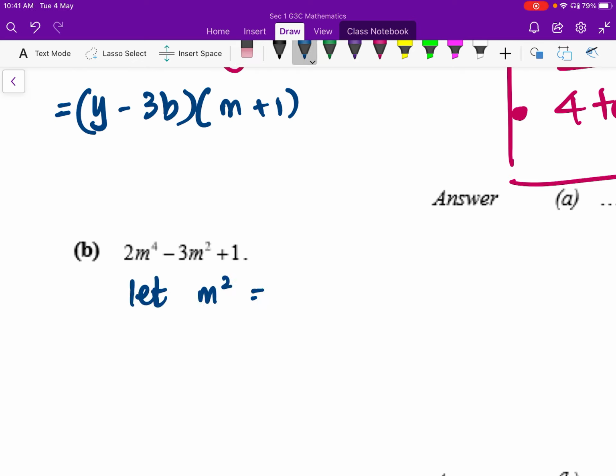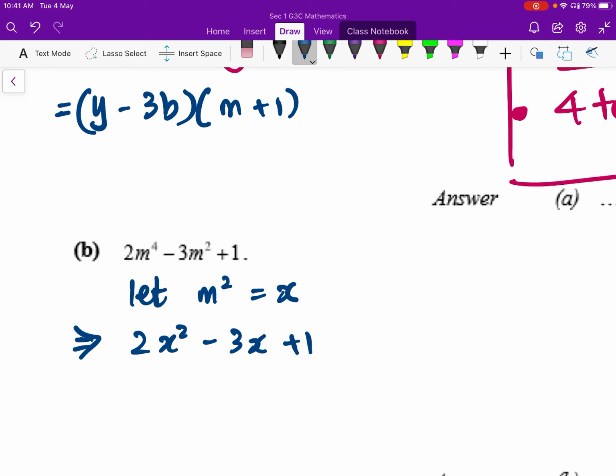Let m squared equal to x. How about that? M squared equal to x. So what do we have from the original question? We get 2x squared minus 3x plus 1. I have converted the original question of 2m power 4 minus 3m squared plus 1 to become 2x squared minus 3x plus 1. And now we can factorize this very easily.